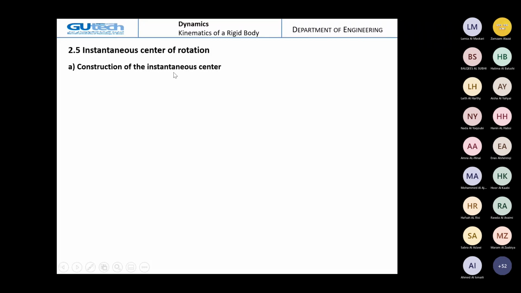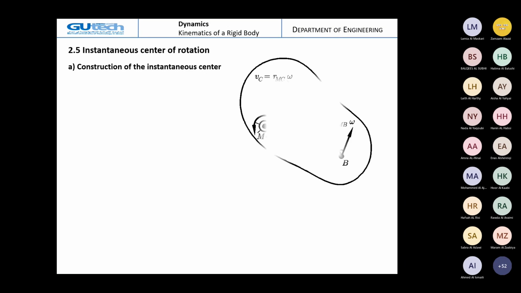and to know how to construct this center of rotation means that the center of rotation is only the center here where the velocity is equal to 0. Okay, this means the center of rotation. That means if this body here is rotating, it will rotate around this point here.